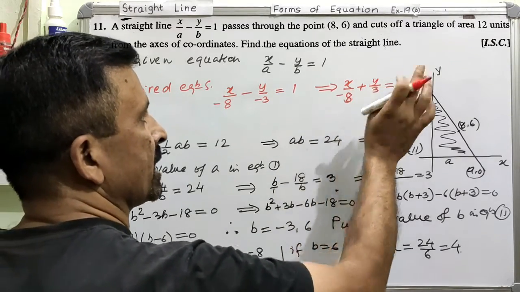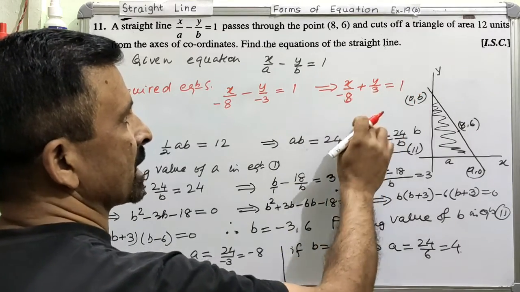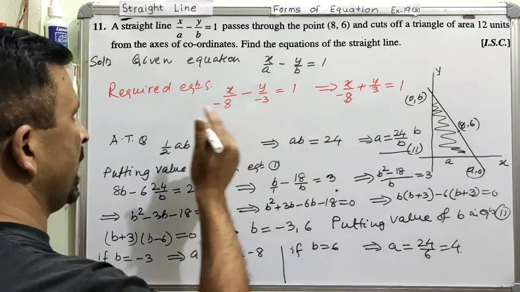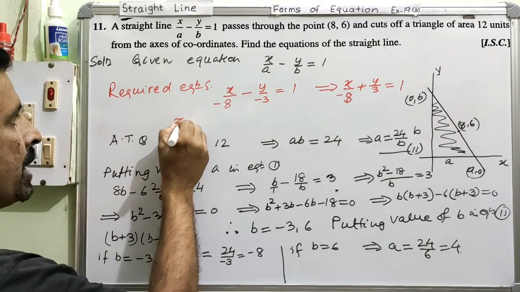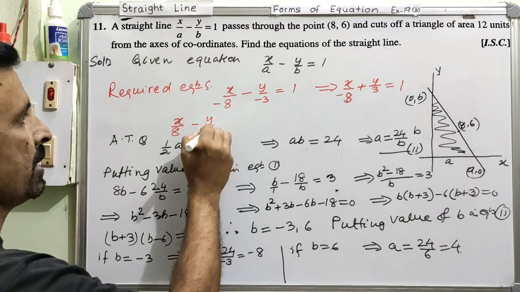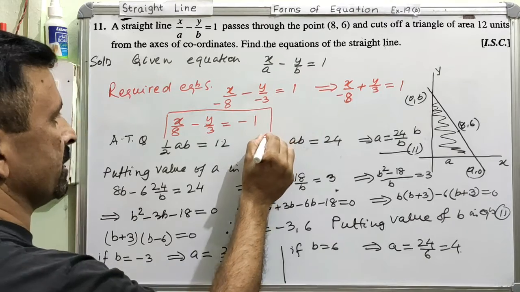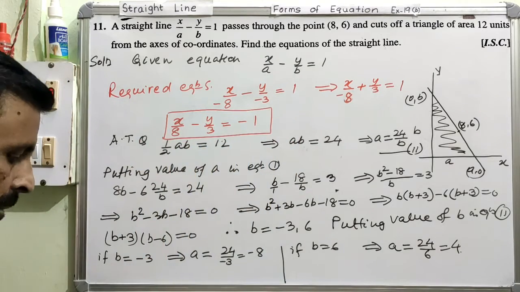That means each and every term will have to be multiplied by minus sign. So when you multiply these terms by minus sign, the sign of all these terms will change and your final equation will be x over 8. This will become negative, y over 3, and this will become -1. So this is your first equation. Am I understood?